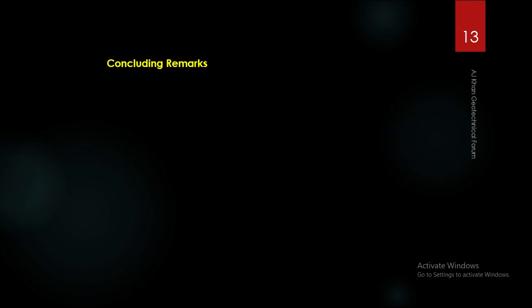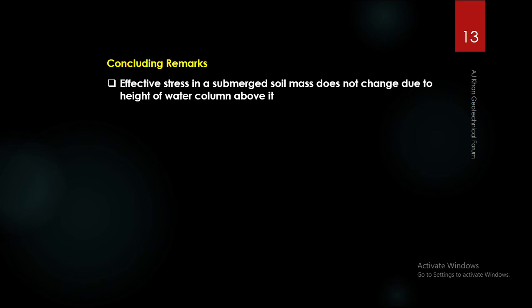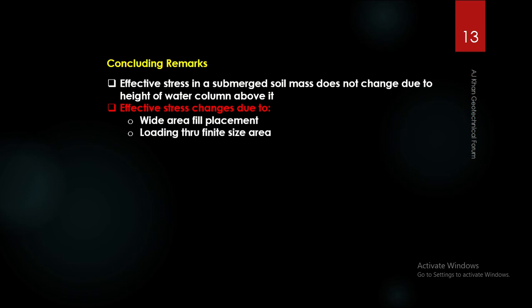So the concluding remarks are: number one, the effective stress in a submerged soil mass does not change due to the height of water column above it. I have demonstrated this with 2, 3, 4, 5, 6 examples. Okay, and the effective stress changes due to wide area field placement, that is due to the change in the total stress, and also changes due to loading through a finite size area, that is an example of the column footing, and by lowering of groundwater table, which causes the reduction in pore water stress and increase in effective stress.